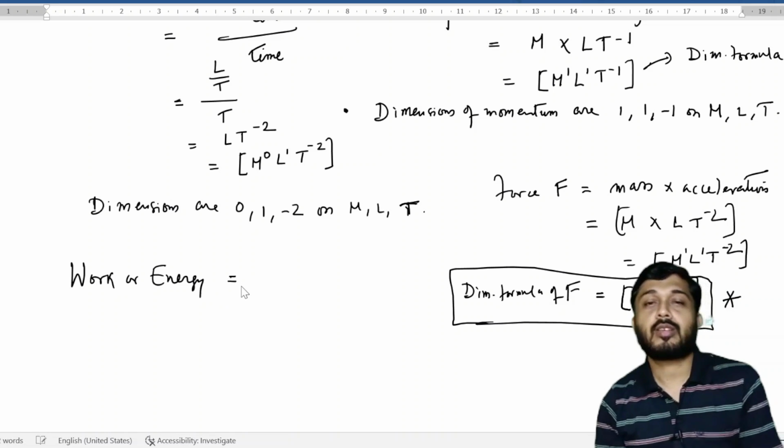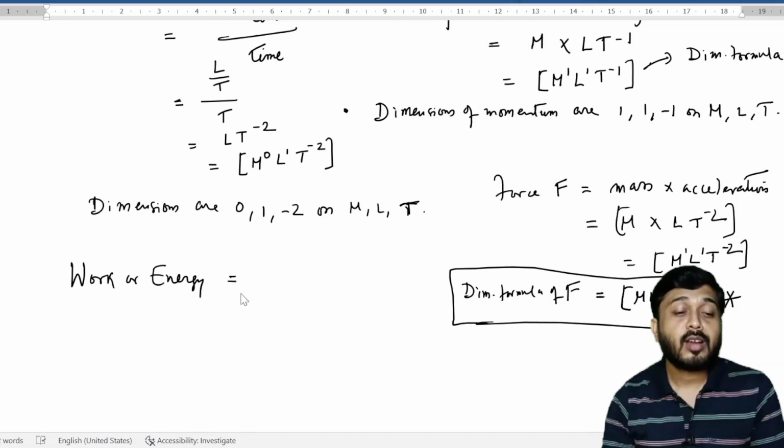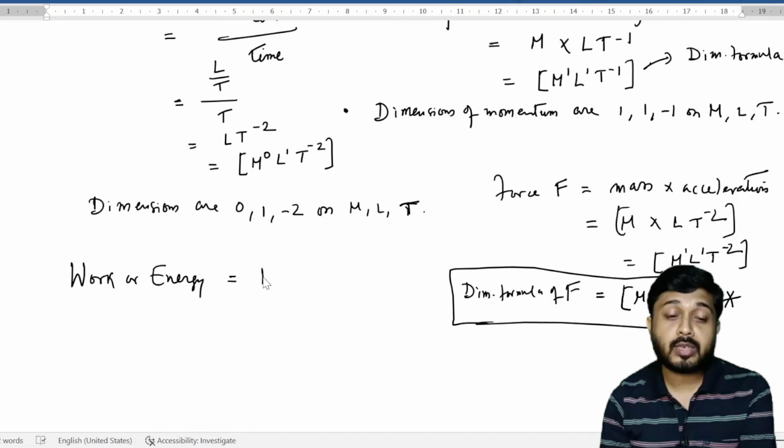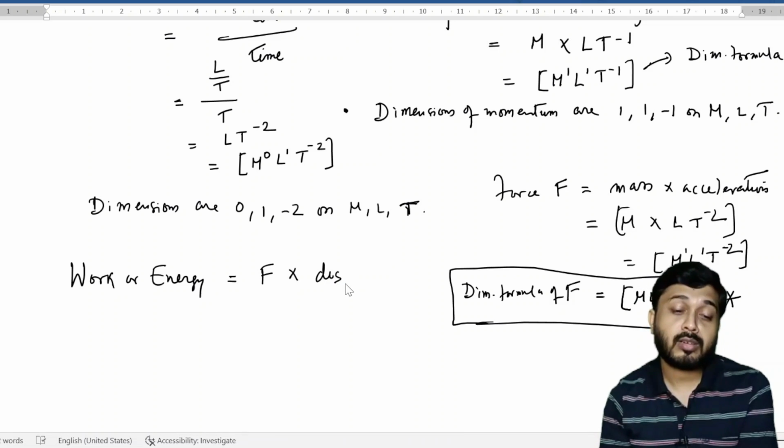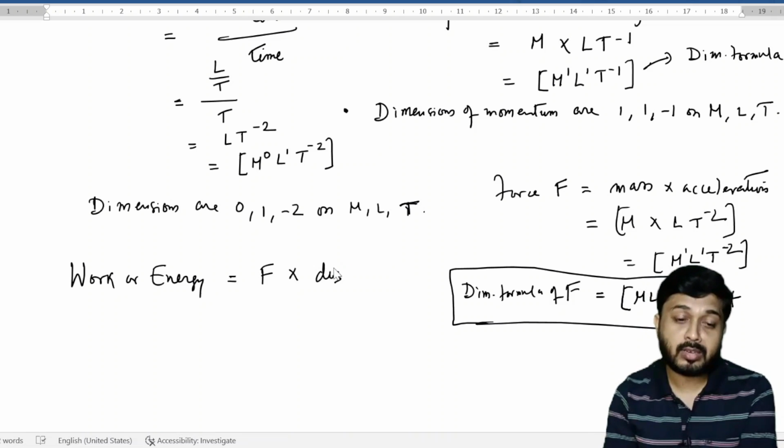What is work? How is work done measured? So work is basically force multiplied by the displacement, right? F into S. You might have done the formula for finding the work done in your class 10 standard. Force multiplied by displacement.